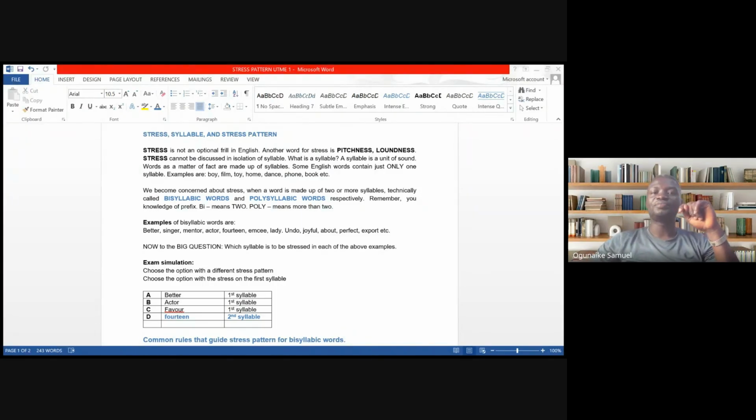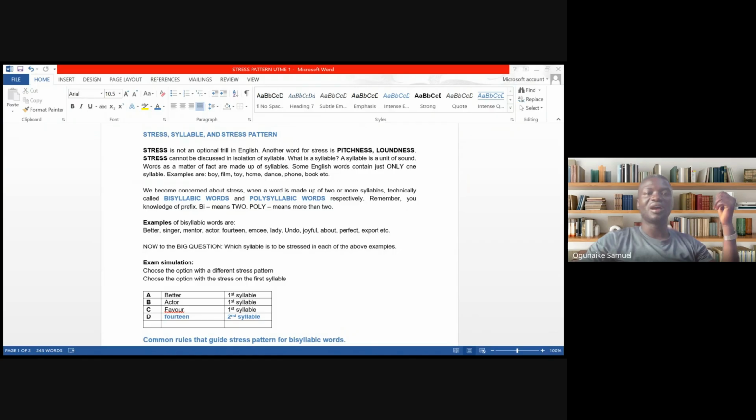Now, let's go on. Basically, another word for stress is loudness. When we talk about stress, if that doesn't make sense to you, let's say one word that makes sense to you, which is loudness. We know when something is loud, when something is audible. Stress cannot be discussed in isolation of syllable. You cannot talk about stress unless you talk about syllables, and you wouldn't talk about syllables unless you talk about words, because words are made up of syllables. And that's why in my presentation today, I said, what's a syllable? A syllable is a unit of sound. Words, as a matter of fact, are made up of syllables.